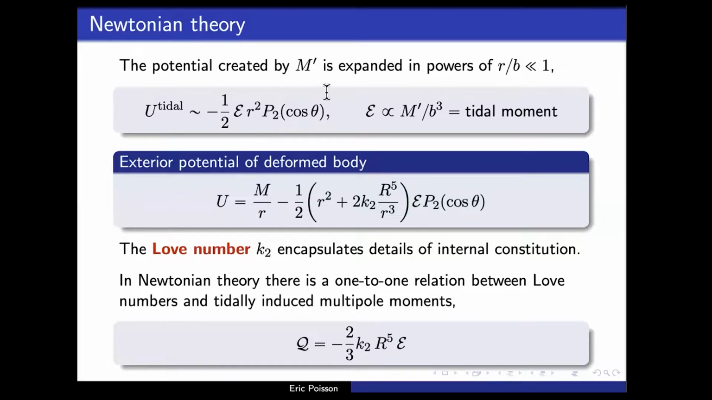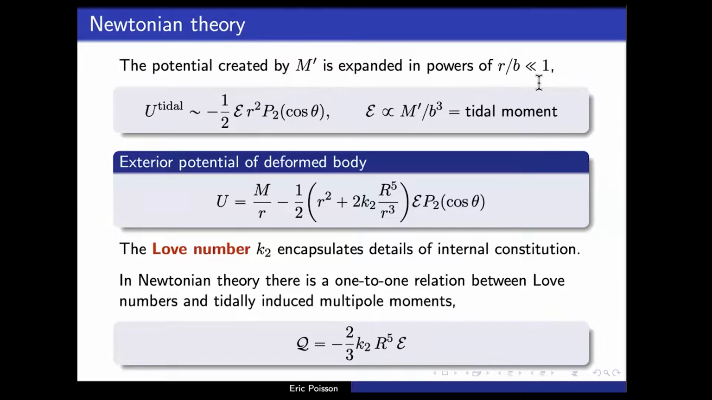So in the Newtonian theory, well, it's the situation I described. And what I want to do is to take the potential, the Newtonian potential created by the companion mass, and expand it in powers of r within the body zone divided by b, the orbital separation, assuming that the ratio is small.